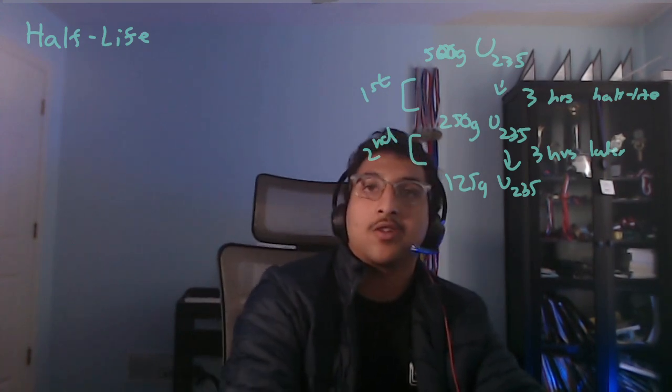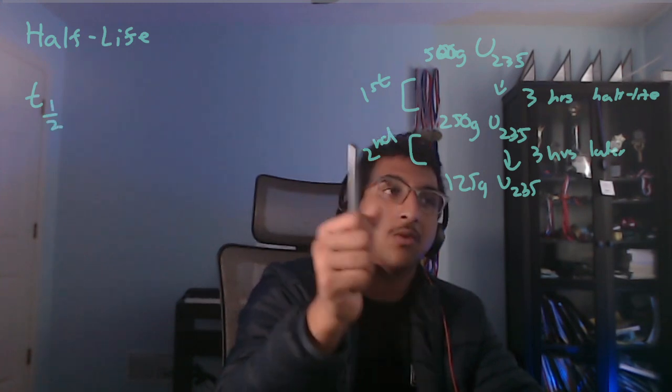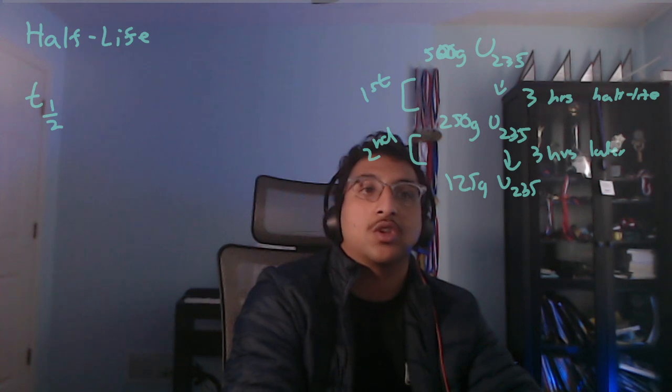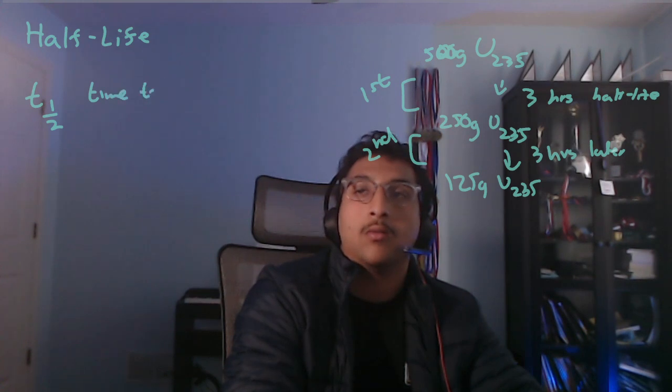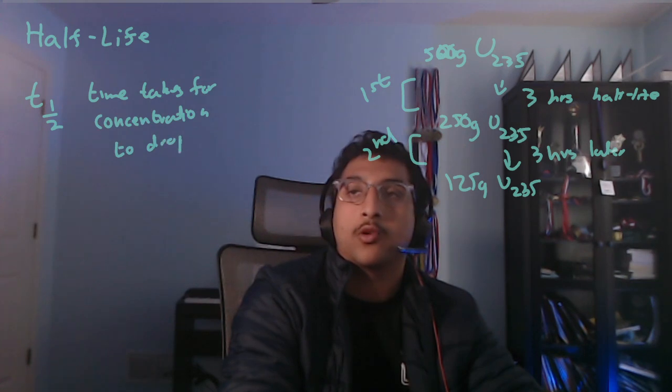And half-life, in a chemical context, is denoted as t subscript 1/2. It's the time it takes for the concentration to drop to half its value. So if you start with X for concentration, the half-life is the time for it to drop to half its value.